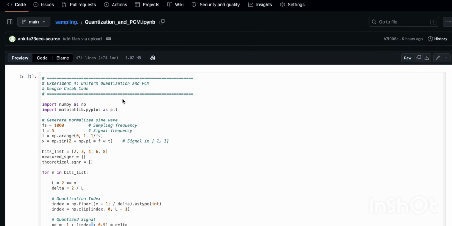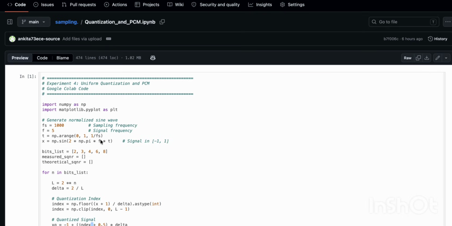First, I import the required libraries. NumPy is used for numerical and mathematical operations, while Matplotlib is used to plot the graphs for visualizing the signals.